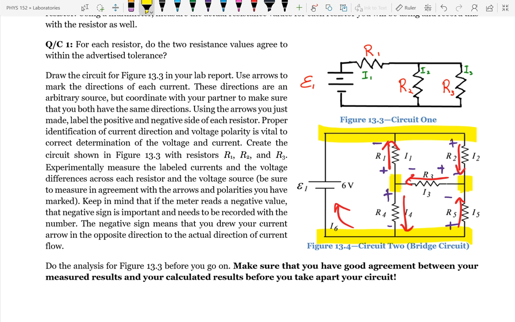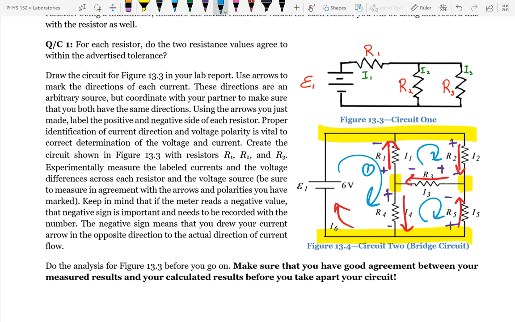Then you have to identify how many meshes you have. How many meshes are in this circuit? 3. So just choose those meshes and label them, of course. There I've labeled my meshes and my nodes. You're going to make a Kirchhoff's voltage law equation for each mesh.